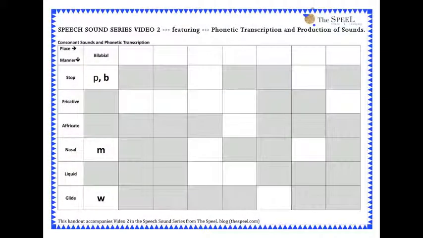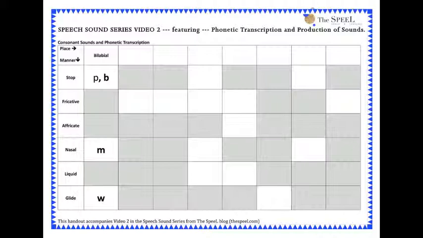So now we will talk about the third important element of the table, and that is the place of articulation of the sounds. This indicates which mouth parts are used to make each sound, and we will be placing these in the top row, and we will fill in the table as we go. When we talk about place, we will start with front mouth parts and slowly move our way back. So the first place we will talk about is bilabials.